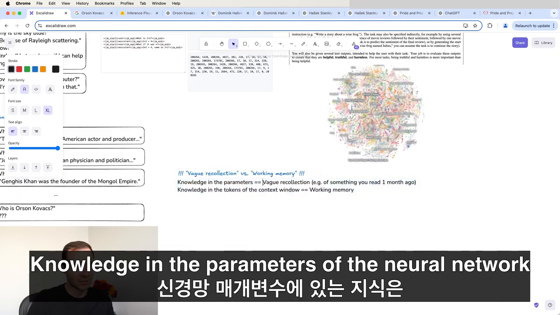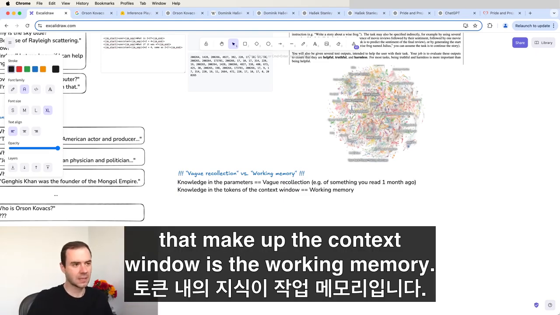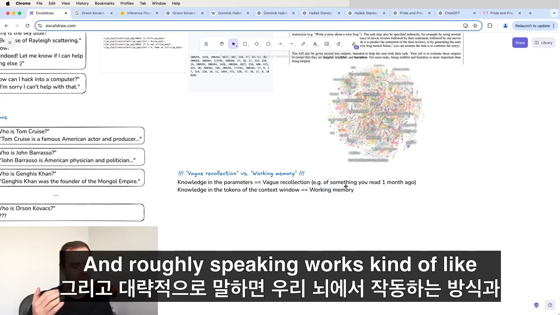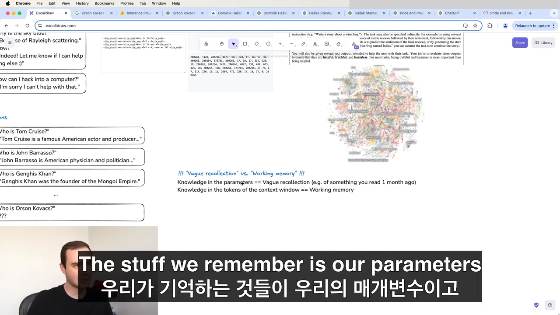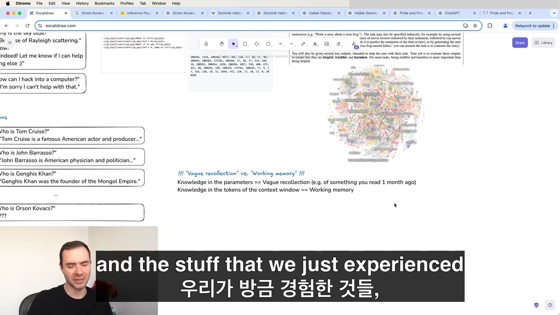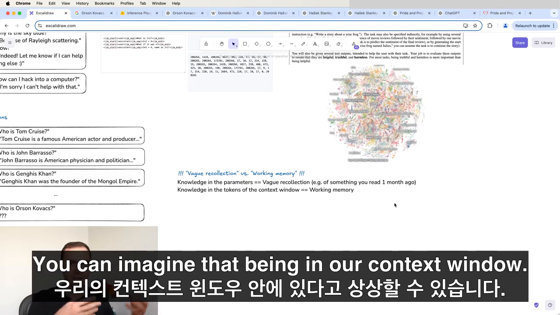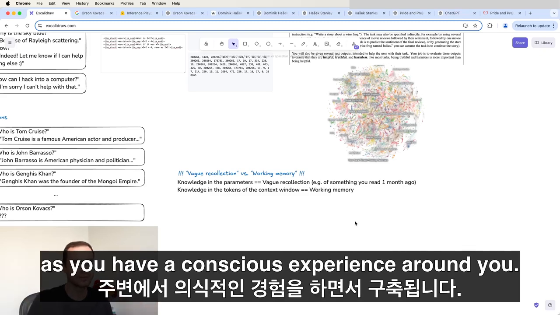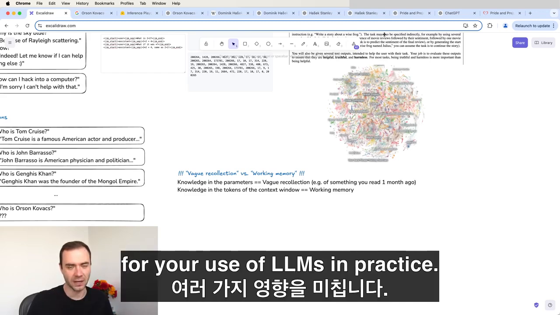Knowledge in the parameters of the neural network is a vague recollection. The knowledge in the tokens that make up the context window is the working memory. And roughly speaking, it works kind of like it does for us in our brain. The stuff we remember is our parameters, and the stuff that we just experienced, a few seconds or minutes ago, you can imagine being in our context window. This context window is being built up as you have a conscious experience around you. So this has a bunch of implications for your use of LLMs in practice.